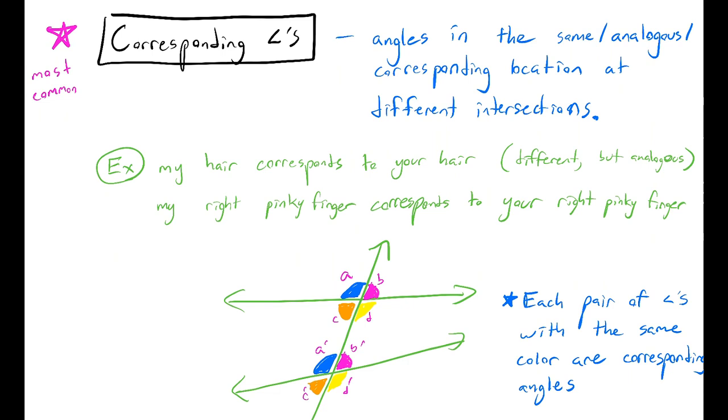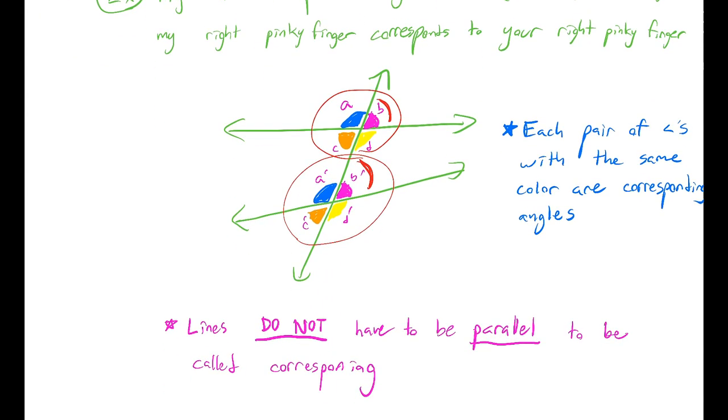My right arm's even analogous, even corresponding, to a dog's front right leg, right? So it's just saying, yes, I know this intersection at top is different than this intersection at bottom, but this B in the top right corresponds to this B in the top right down here, okay? So those are corresponding angles. They're in the same analogous location. Again, lines do not have to be parallel just because we call them corresponding angles. I purposely tried to draw these two lines not parallel, but we still call those corresponding angles.